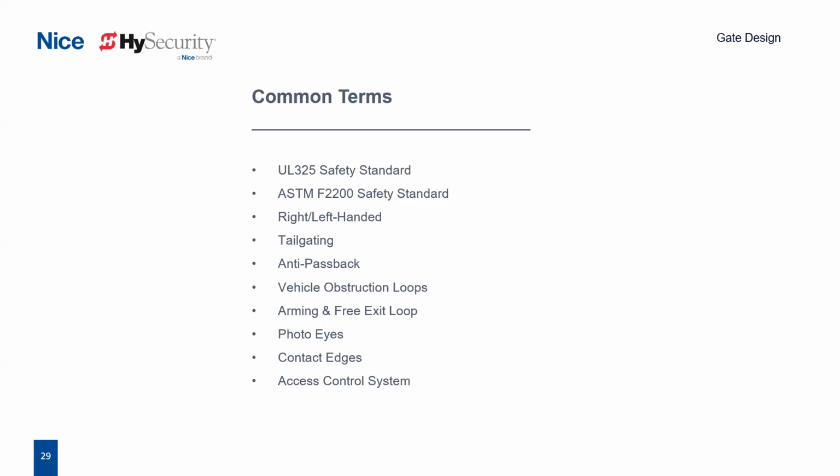Vehicle obstruction loops and arming and free exit loops are going to be an important part of our access control point system that we'll cover in a few more slides. Photo eyes and contact edges, again, are a very important aspect of our automated vehicular access control point system. And these are going to fall under UL 325. And then our access control system.